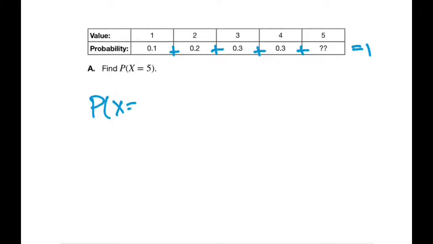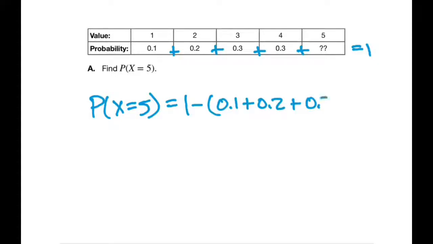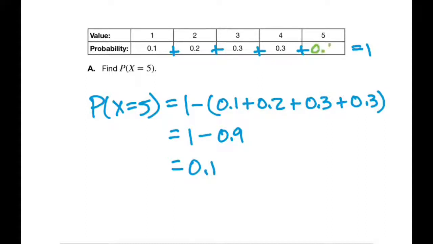So if I'm going to find the probability that x equals 5, I'll just do 1 minus the sum of the probabilities that we know. That's because we just have one probability that we don't know. So that's 1 minus 0.9, which ends up being 0.1. So I will replace my probability that x equals 5 with 0.1.